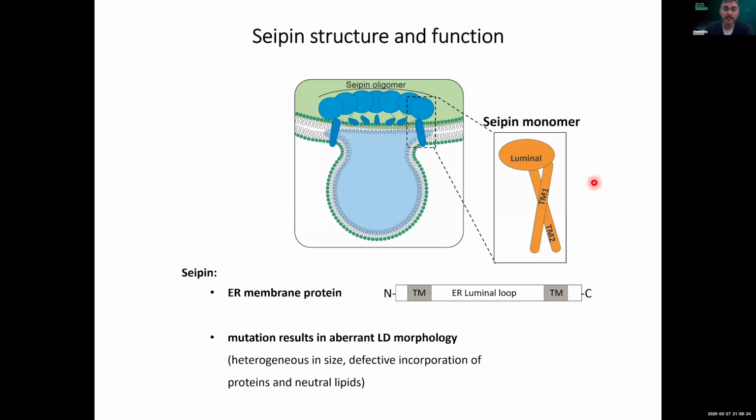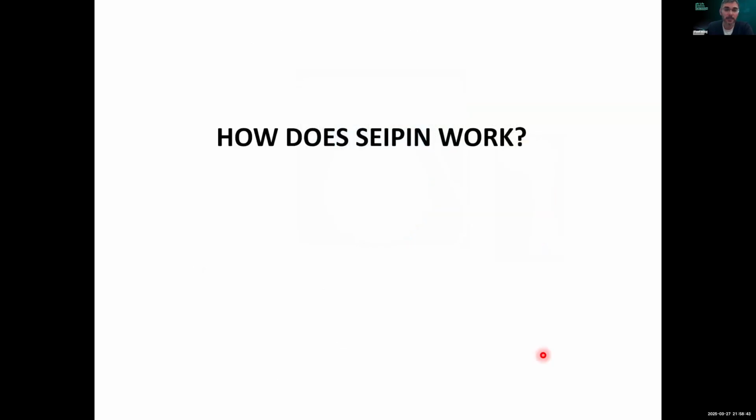And we knew that it has this extended luminal domain, 2 transmembrane domains, and some N and C termini. And we knew that if we mutate it, we get, like I showed you, this aberrant LD morphology, but also that lipid droplets, or LDs, as I'll call them a lot, are basically defective in incorporating proteins and neutral lipids. So they're basically metabolically aberrant. And what I set out to do is to figure out, how does seipin actually work?